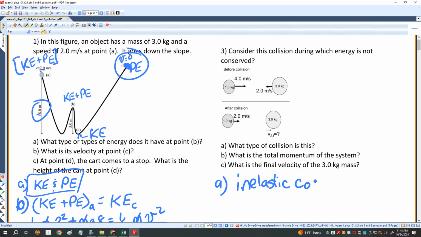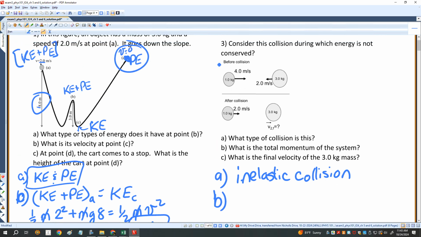In an inelastic collision, only energy is conserved, no momentum is conserved. B, what is the total momentum of the system? Well, I can consider the initial condition and determine the total momentum of the system. Remember, momentum is equal to m times v.